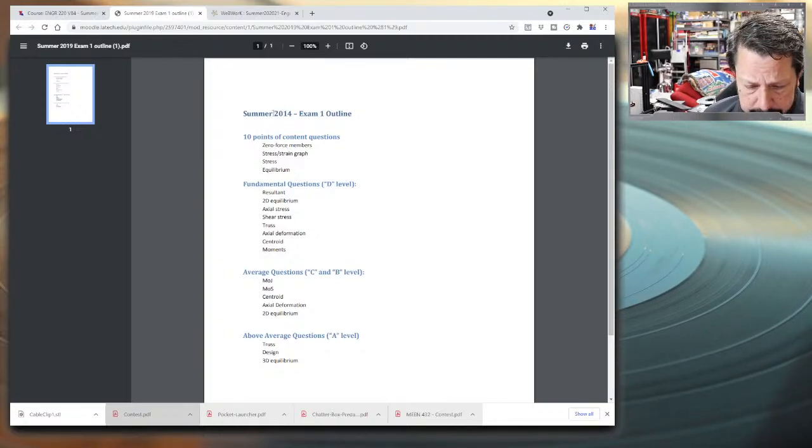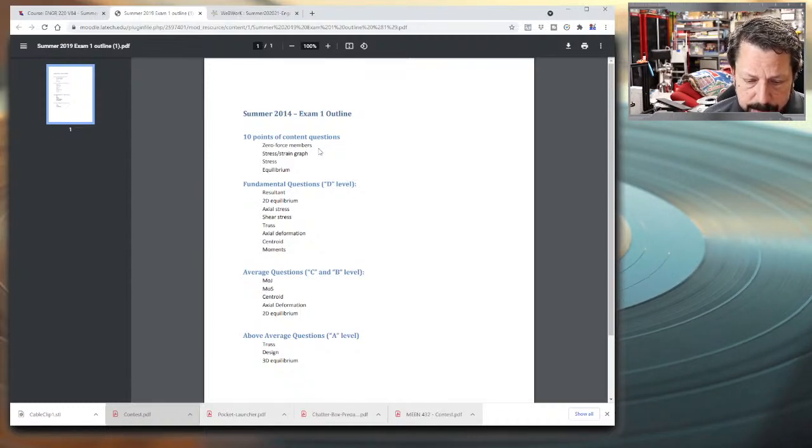So the way this exam is set up is these 10 points of content questions or fill in the blank short answer type things. There will be one zero force members. There will be a truss of some sort with loads all on it and many members, and you will be assigned the job of identifying the zero force members in that truss. And you just write down member AB is a zero force member, and so forth.